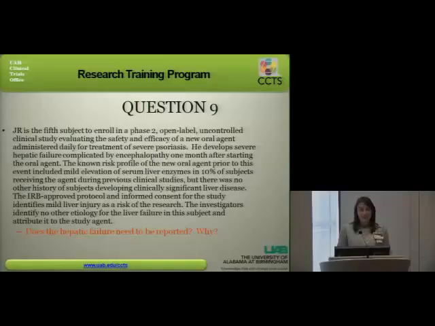Yes, it does need to be reported because it is an unexpected event. This would be a serious adverse event.